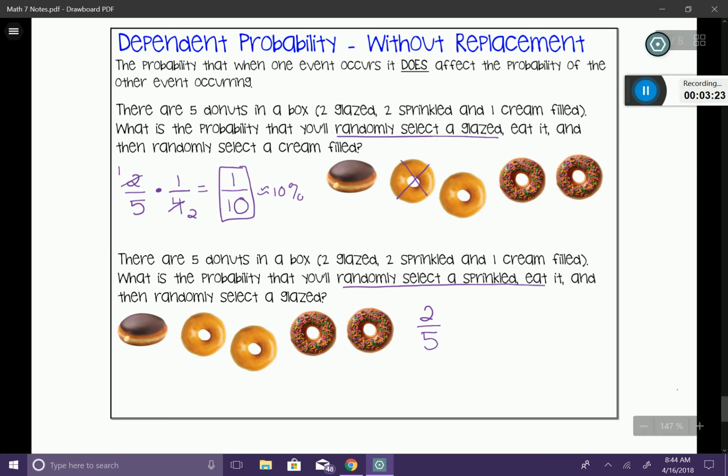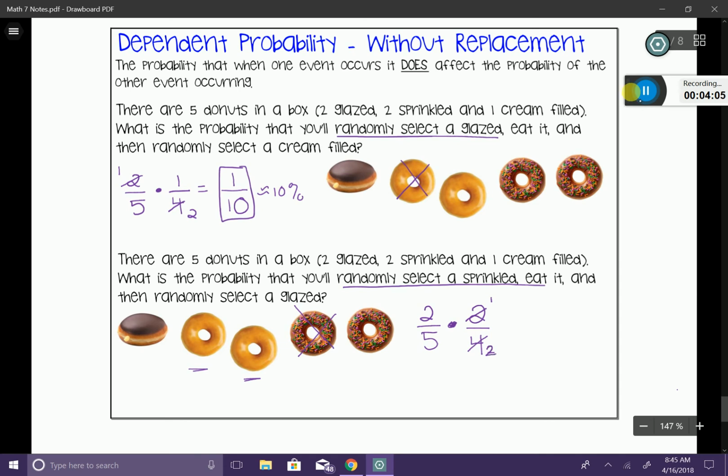But now I have eaten one of the sprinkled donuts, so I don't have that donut to choose from anymore. Now if I go back into the box and randomly select a glazed donut, I can see that I still have 2 glazed donuts to choose from. So I'm going to choose from 2 out of the 4 donuts that are left. Now let's simplify. Again, we have a unique situation where we can simplify diagonally or up and down because 2 and 4 are divisible. Let's divide by 2. 2 divided by 2 is 1, and 4 divided by 2 is 2. Now, this is kind of cool. Pay very careful attention. Do you see how that left me with a little 2 down here?